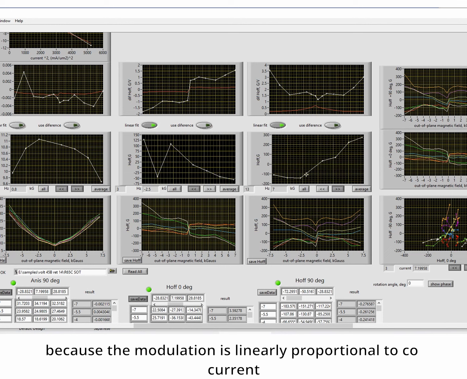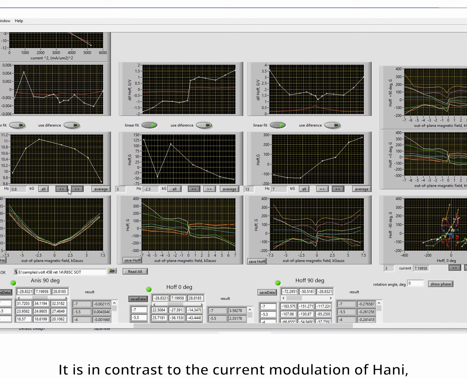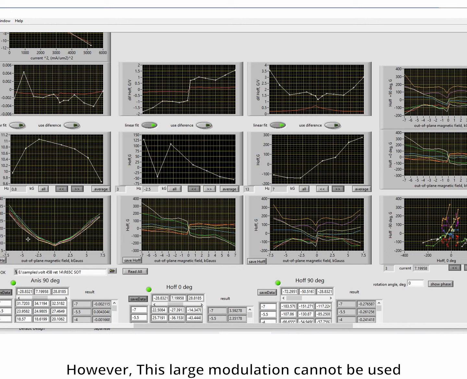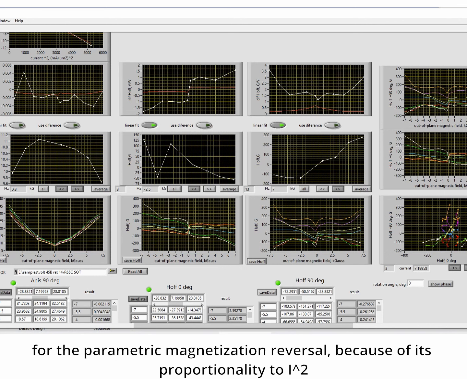You see, it is in contrast to the current modulation of anisotropy field, which is also very large in a multilayer nanomagnet with a large coefficient of spin-orbit interaction. This large modulation cannot be used for parametric magnetization reversal because of its proportionality to the current square.